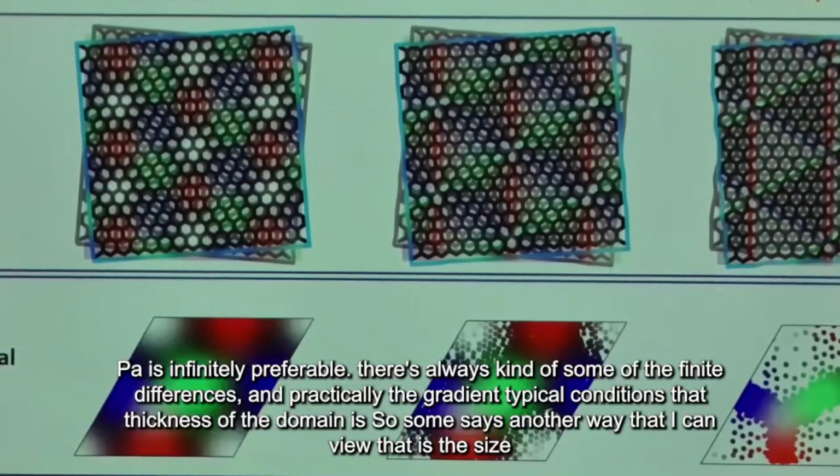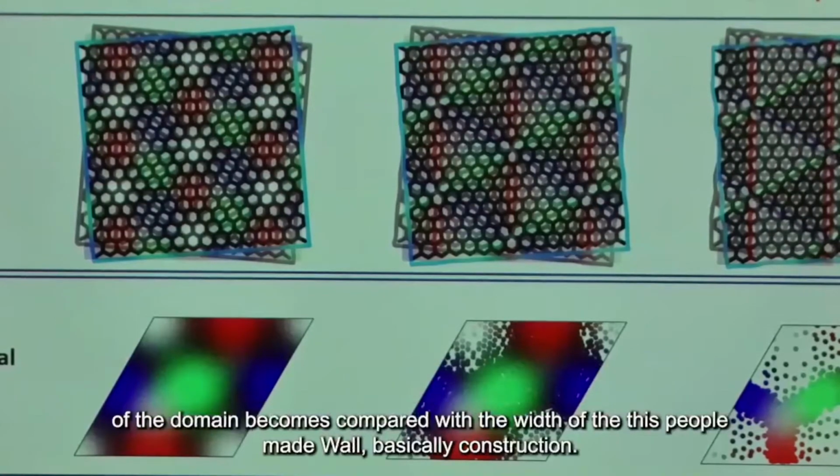Okay. In some sense, another way that I can view that is that the size of the domain becomes comparable to the width of the domain wall. Basically, the reconstruction is then not preferable. Right, so that's good.